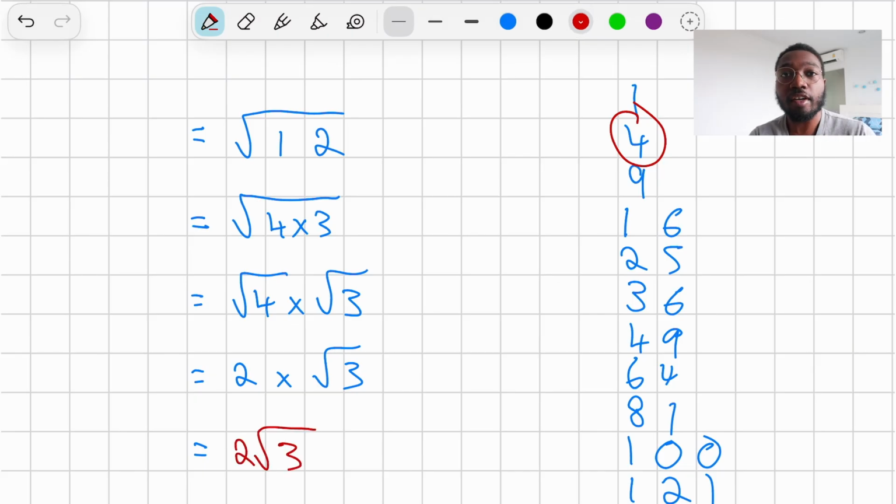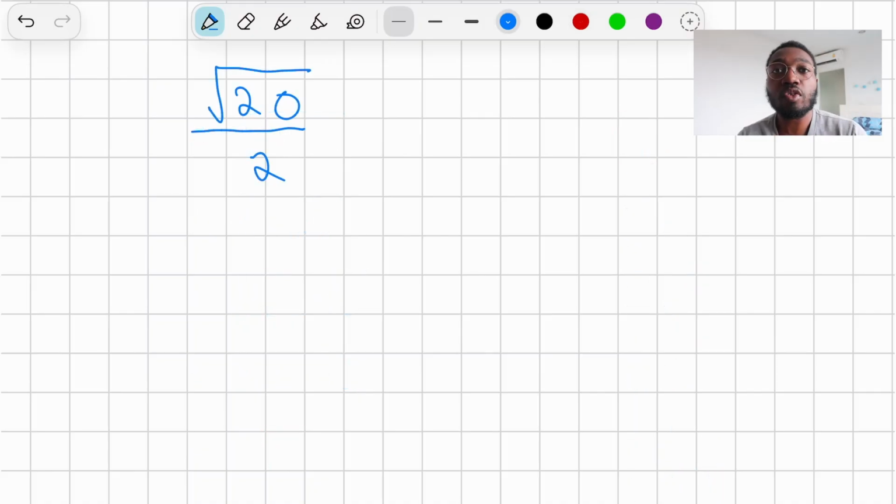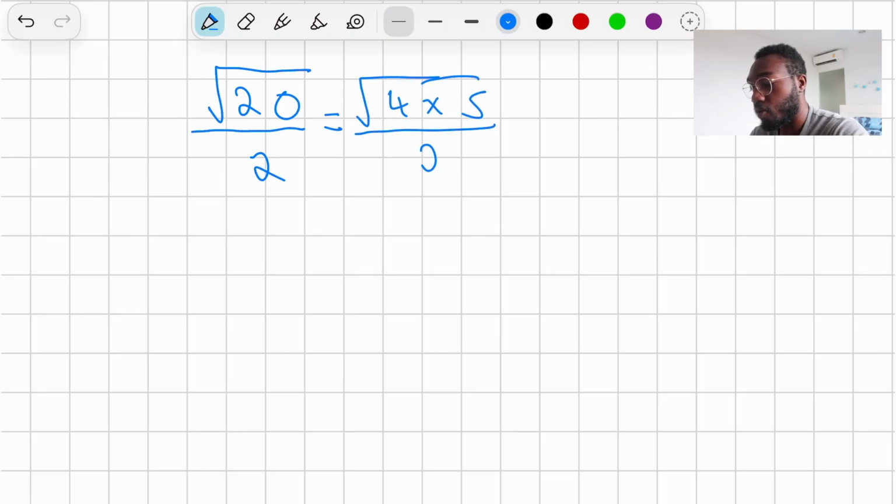Okay? So for this question, we have the square root of 20 over 2. And we just do the same thing. So we look at that square root of 20, we think of any square number factors which 20 may have. And again, 4 is the square number factor. So then if we rewrite this, we get the square root of 4 times 5, and that is over 2, okay?